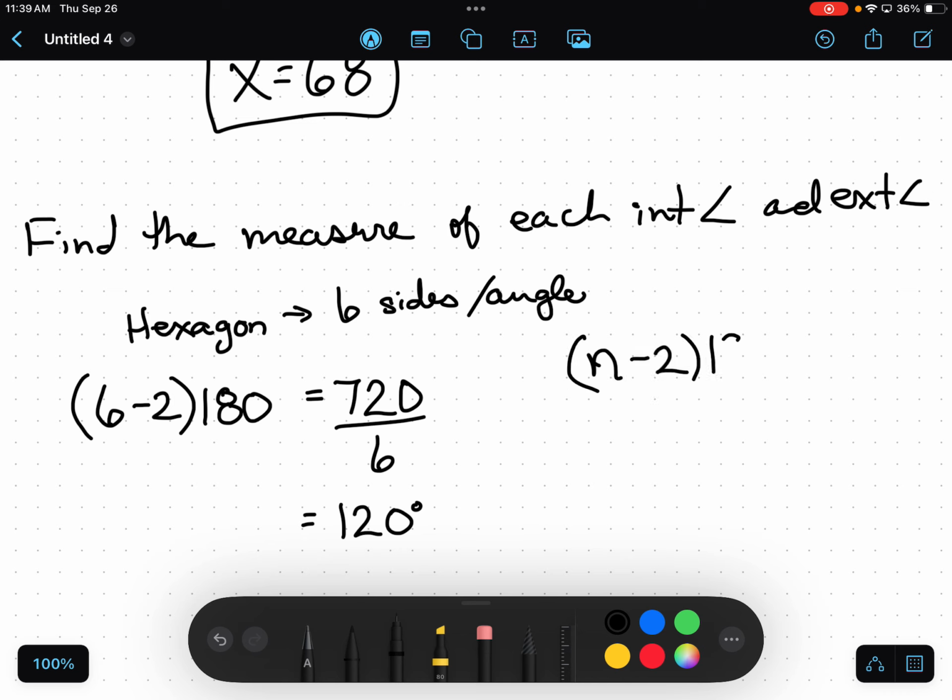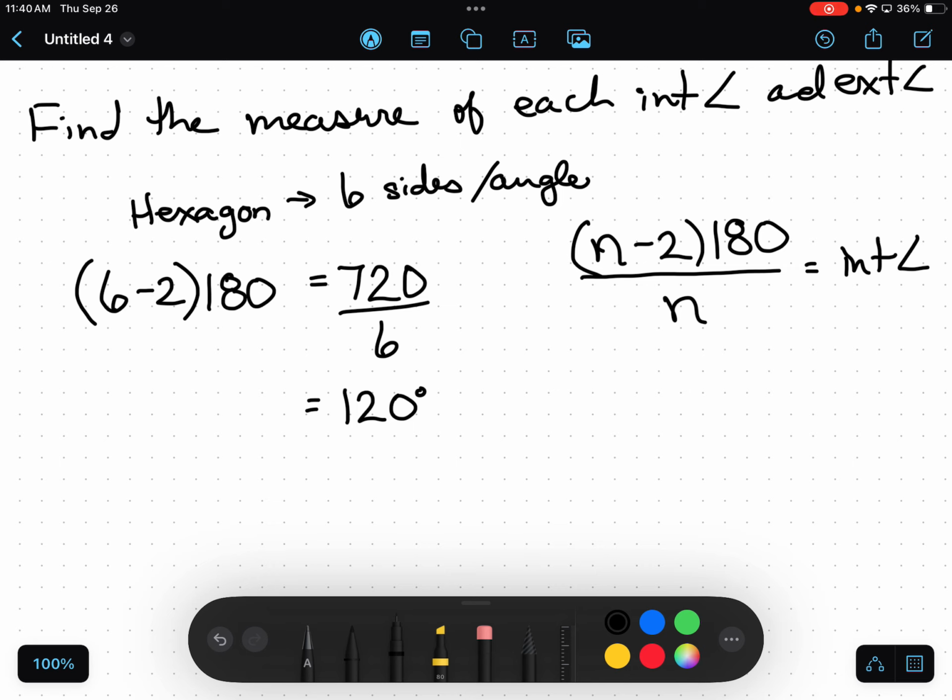Yesterday we did n minus 2 times 180. Now the only thing I'm adding is I'm going to divide by n to figure out how big each one is. And this would be for the interior angles. Okay.